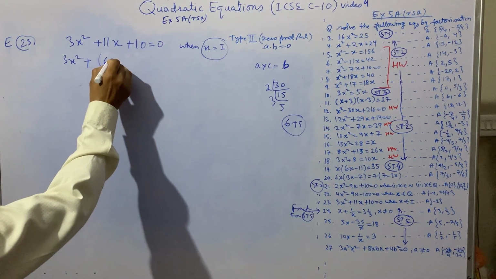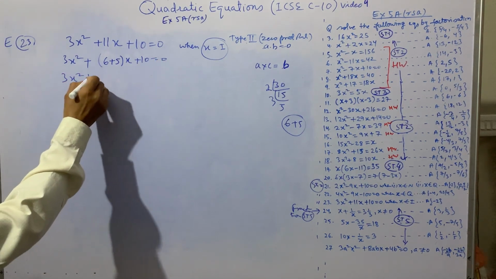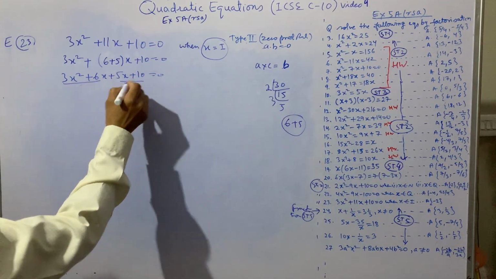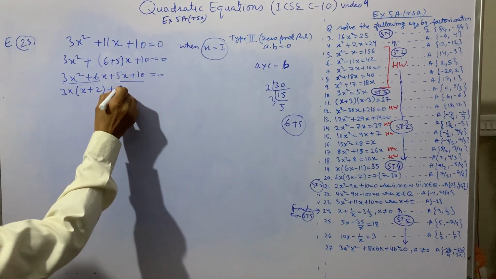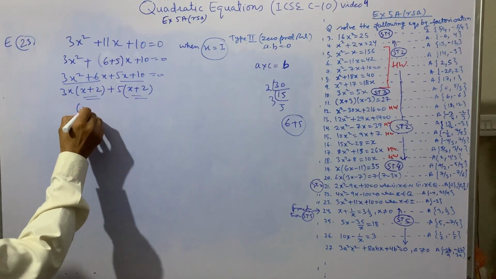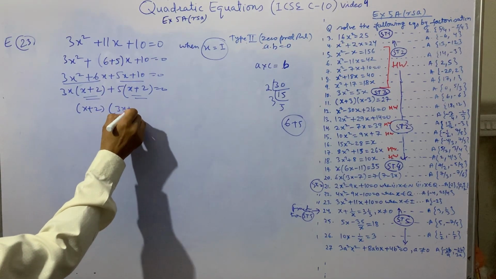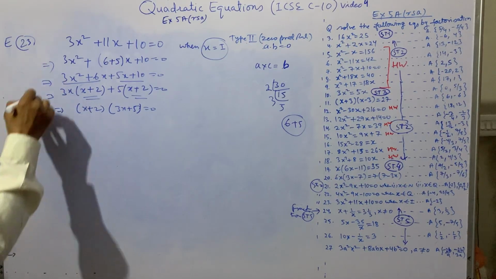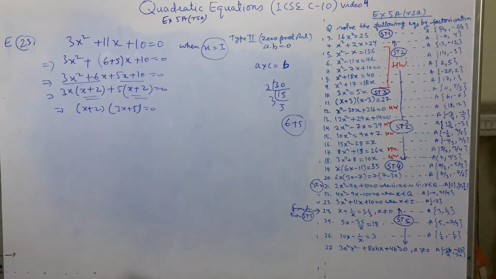In this way we get 3x square plus 6x plus 5x plus 10 is equal to 0. On grouping, what do we get? We get 3x, taking x common from the first two terms, 3x plus 6, and taking out 5 from the rest, 5x plus 10. So the common factor is x plus 2, and the rest part is 3x plus 5, which is equal to 0. Now, because it is in the form a into b is equal to 0, we can apply the zero product rule.